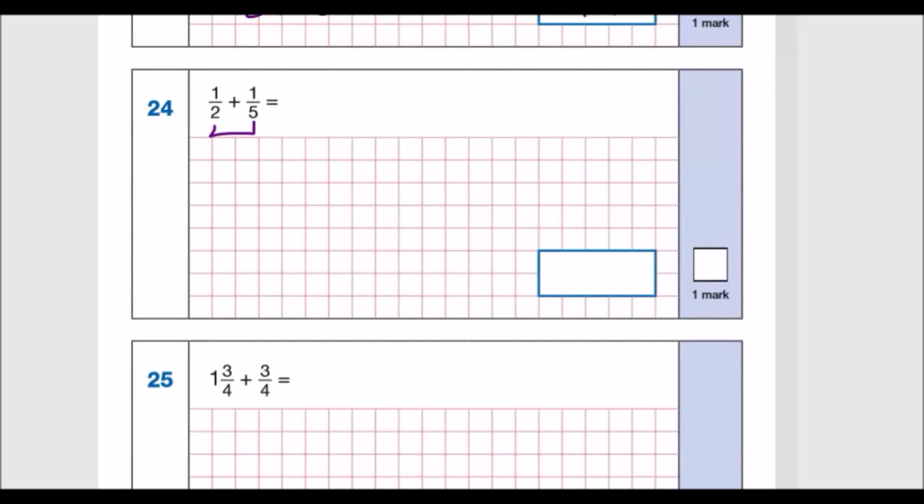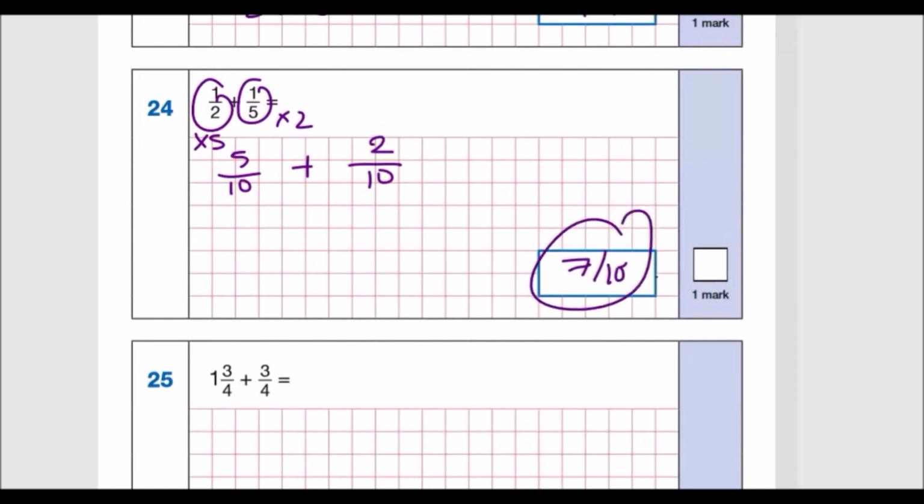If you did not know that, I would just look at both fractions and say the only way these two can be the same is if we multiply this fraction by 5 because this has a 5, and multiply this by 2 because that has a 2. So times this by 5, you should get 5 over 10, and times the right side by 2, you should get 2 over 10. And then adding them up, 7 over 10, guys. Bravo, easy. Now, let's go on to 25.